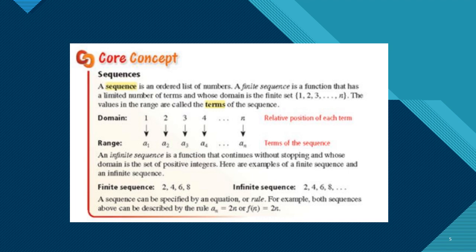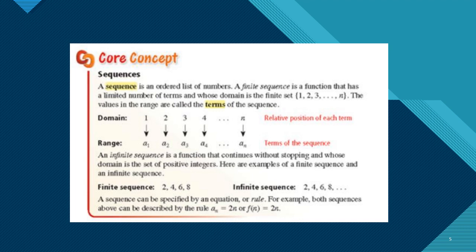So if you think back to our pool balls in the warm-up, the domain would have been the first row, the second row, the third row, the fourth row. And then the range would have been the number 1, then the number 2, then the number 3, number 4, because that's the number of balls that correspond to those rows. An infinite sequence is a function that continues without stopping and whose domain is a set of positive integers.